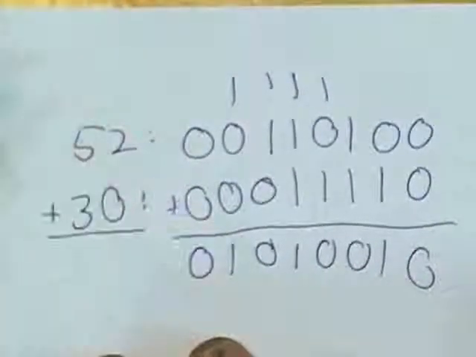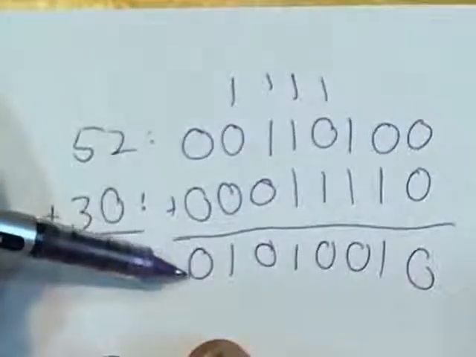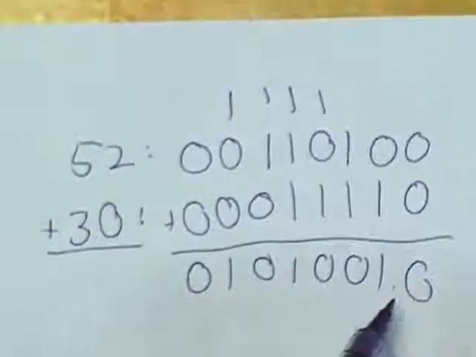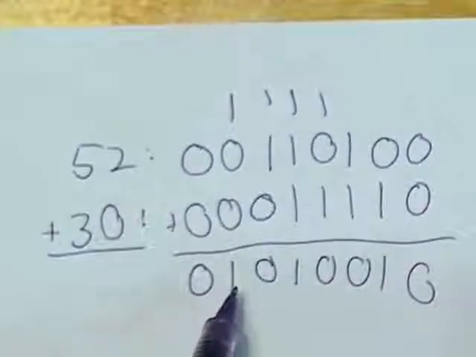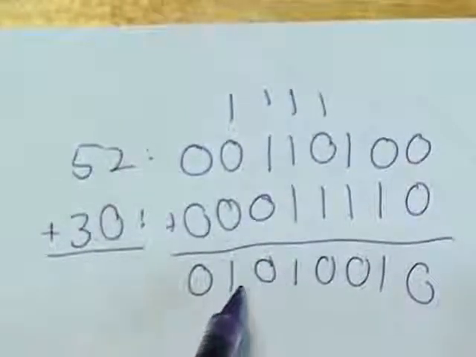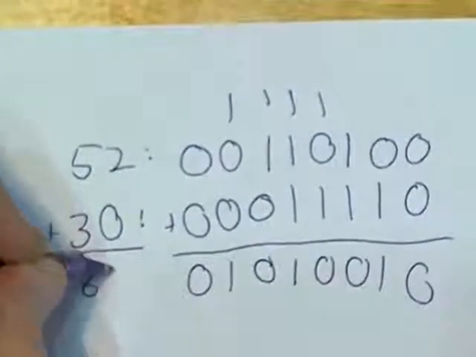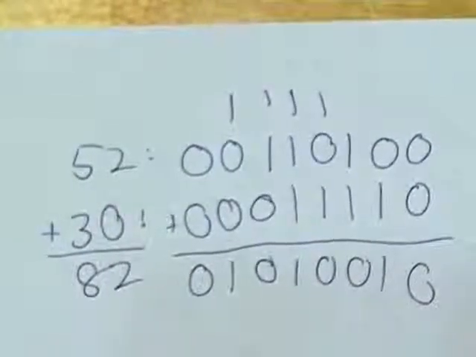Now that's in binary. The question is, what is this value in decimal? That's a 2, that's a 16, that's a 64. What's 16 and 64? That's 82. That's my answer. It all works out swell.